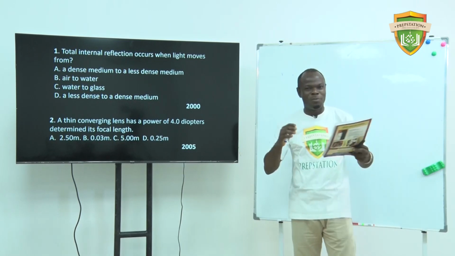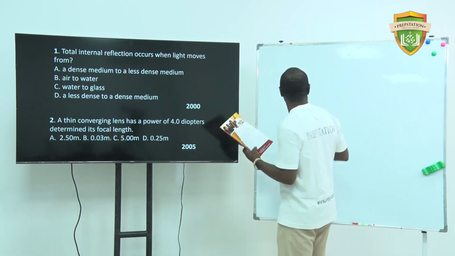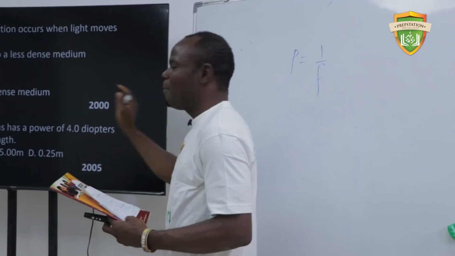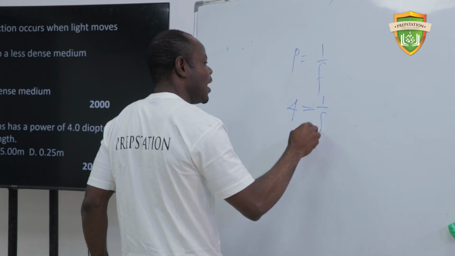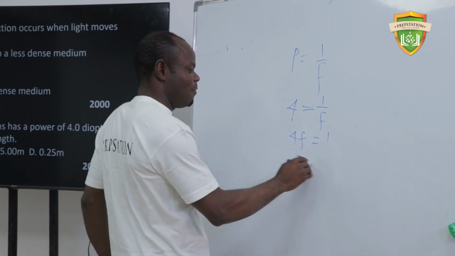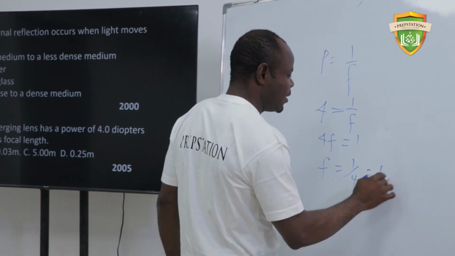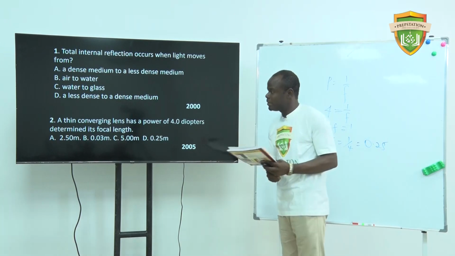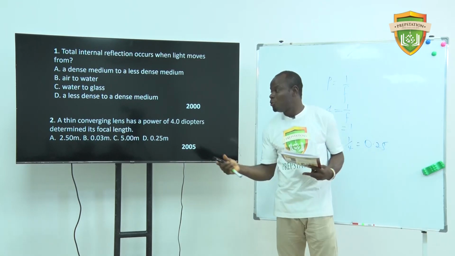JAMB doesn't have time to give you something that will take your time so much. All they need to do is to give you a tricky question that you need to think of. So the power of the lens is 1 over the focal length. And then from here, the power has been given as 4, which is what? 4 equal to what? 1 over f. Cross multiply, 4f equal to what? 1. Therefore, f equal to 1 over 4. Take a look at what happened on the board and what will be our answer. That will be what? 0.25. That's the focal length. So, done. So, those are the types of questions that you will be having.